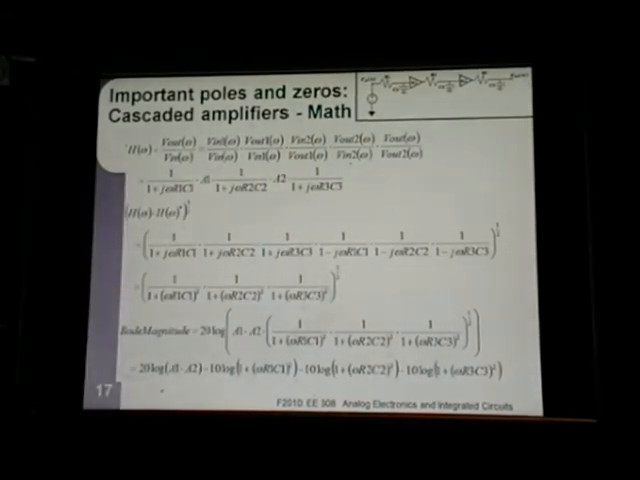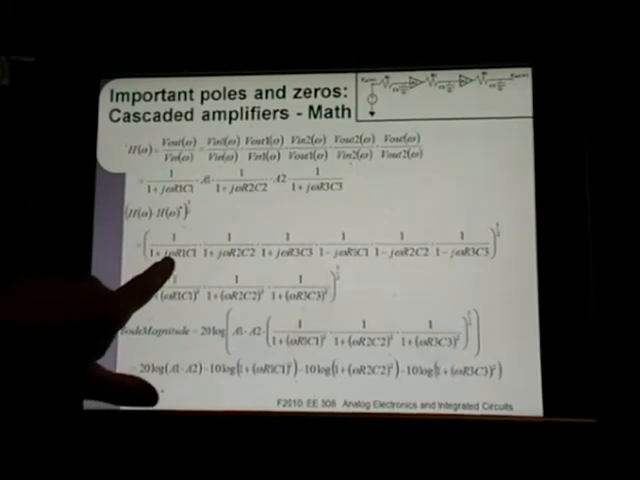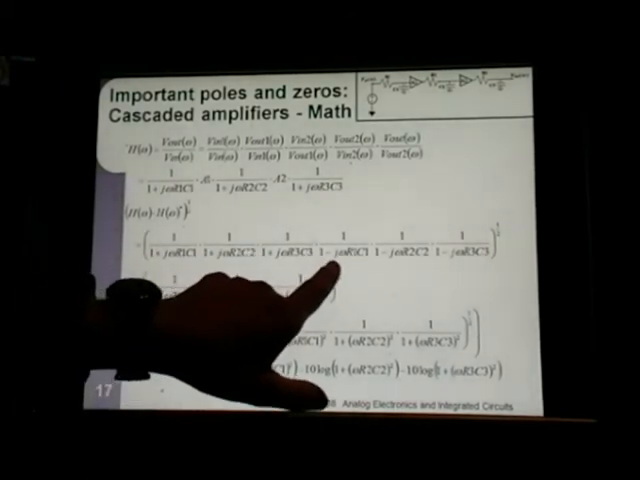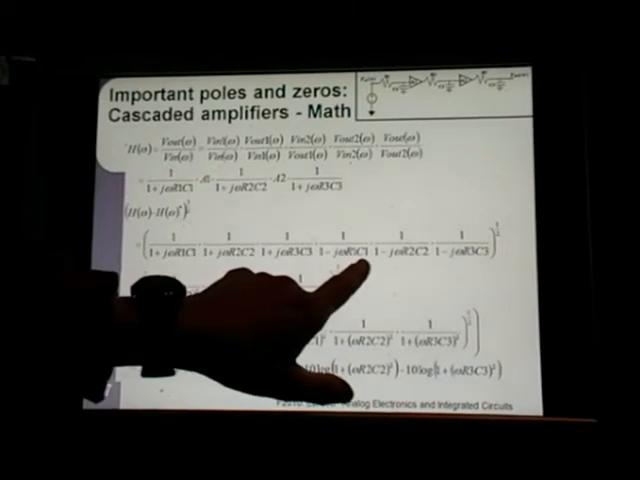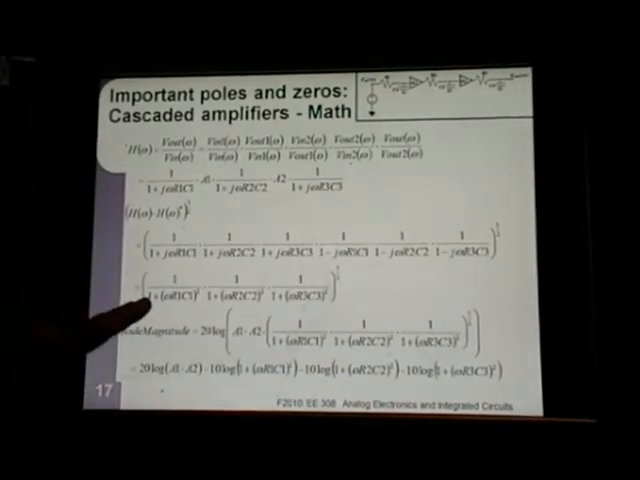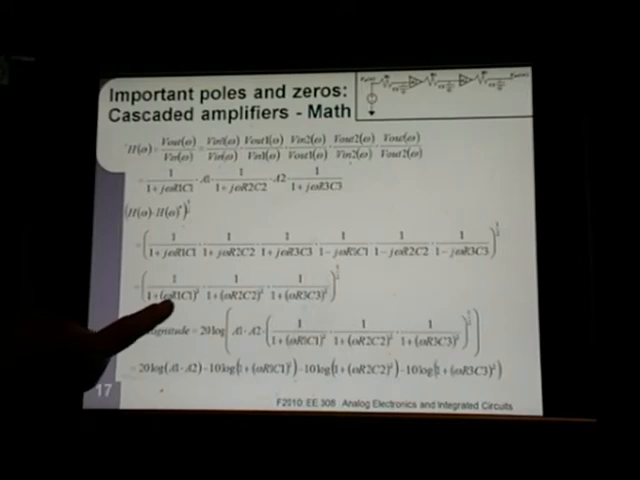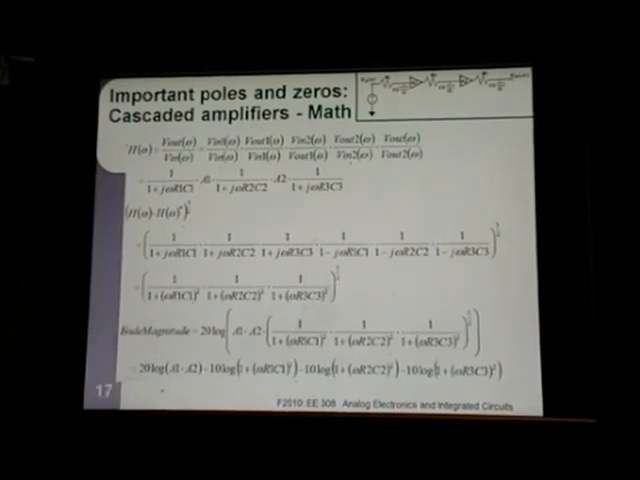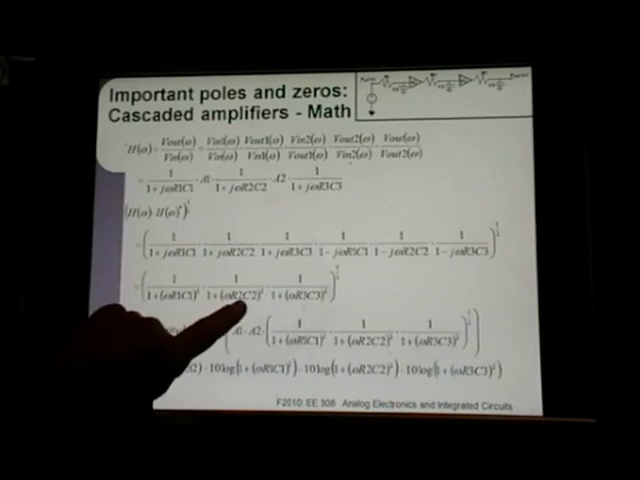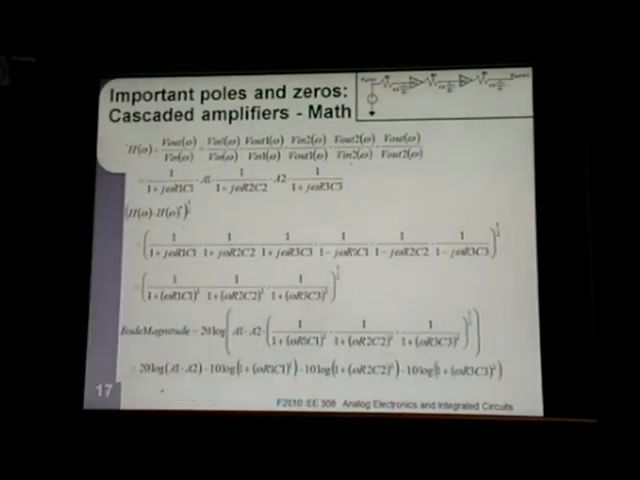Okay, if we want to find the magnitude for our Bode plot, we need to get rid of the imaginary part of these equations. So you multiply by the complex conjugate. Here you have 1 plus j omega R1C1. You multiply that by 1 minus j omega R1C1, and you end up with 1 over 1 plus quantity omega R1C1 squared. And you end up with that for R2C2 and R3C3, and you take the square root of that.